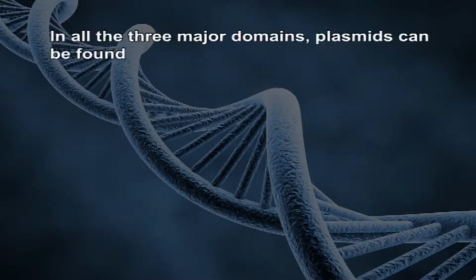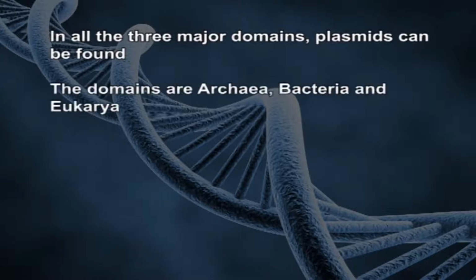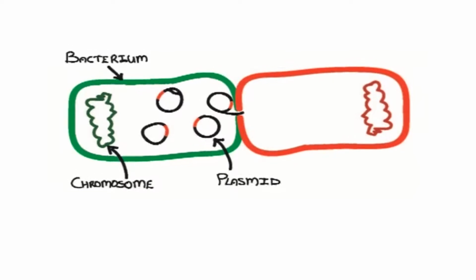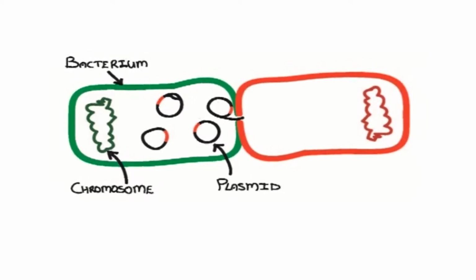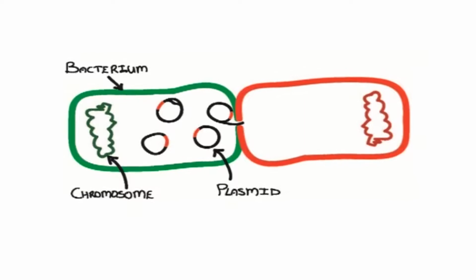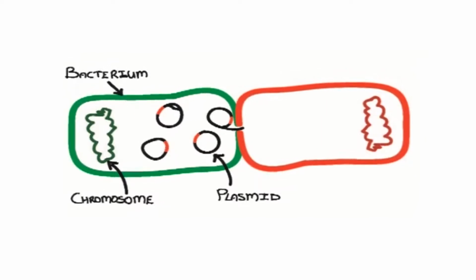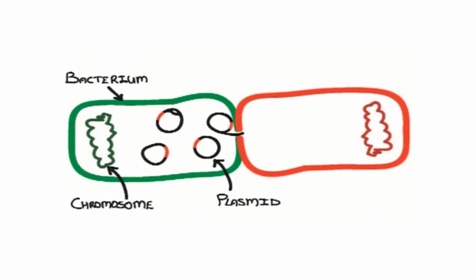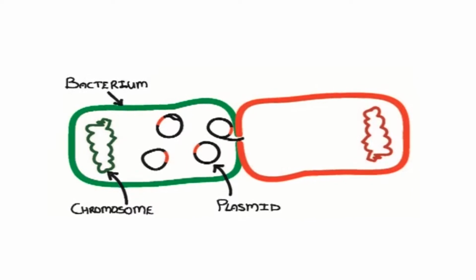In all the three major domains, plasmids can be found. The domains are archaea, bacteria and eukarya. Host to host plasmid transfer needs direct mechanical transfer by conjugation or changes in host gene expression that allows the uptake of the genetic element by transformation.